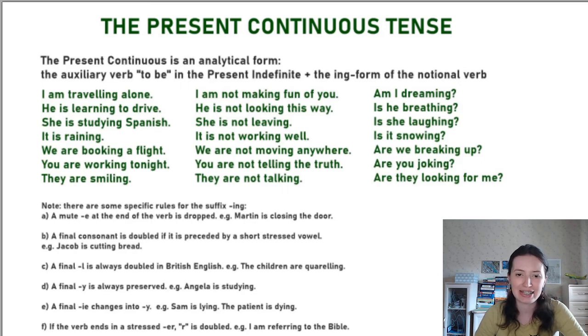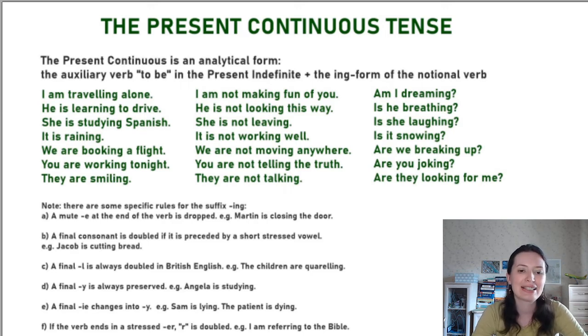The present continuous tense is an analytical form. An analytical form means that it has several elements. One of these elements is grammatical, has the grammatical meaning, and another element is lexical meaning. So the notional verb represents the lexical meaning of the whole phrase, right? Of the whole form. And in this case, the grammatical element is the auxiliary verb to be in the present indefinite, which means I am, you are, he is, and so on. And the lexical element is the ing form of the notional verb, reading, writing, working, and so on.